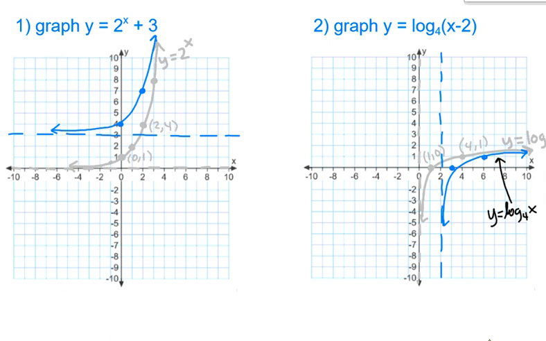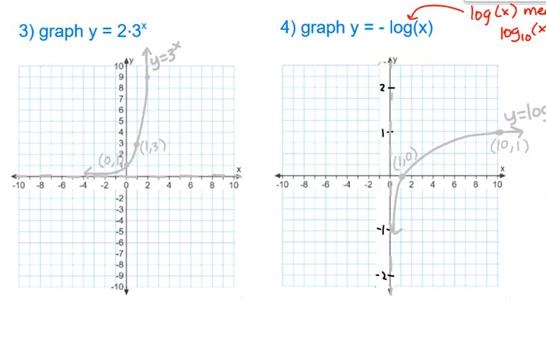Okie dokie. Number 3. Graphing y equals 2 times 3 to the x. I started with the graph of y equals 3 to the x and put in the asymptote and some key points, and then what I want to do is stretch it vertically twice as tall. Stretching it vertically is not going to move the asymptote, so just put that in the same place. Stretching it vertically is going to double all of the y coordinates.